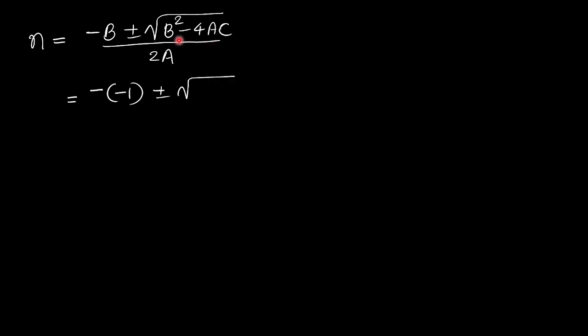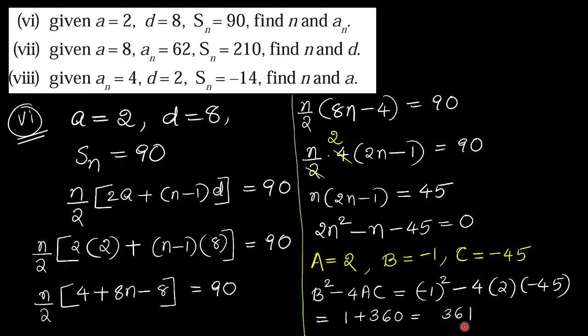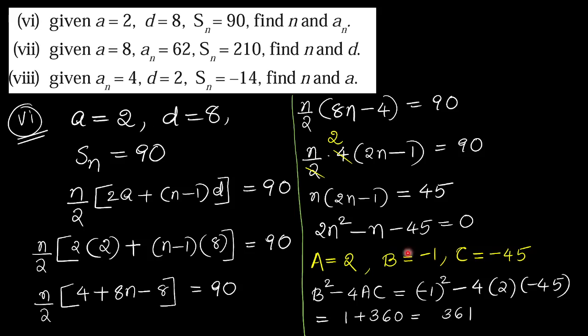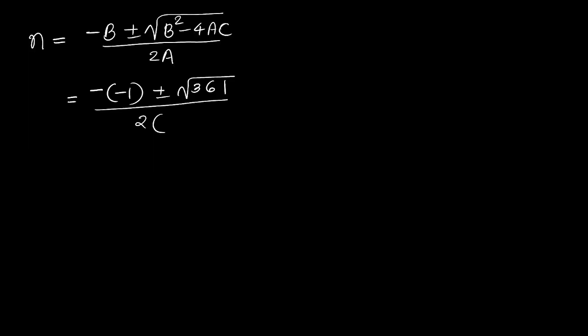b square minus 4ac, I found it. It is 361. By 2 into a. A is 2. So minus of minus 1 will be plus 1. Root 361. By trial and error you can find it. 19 square. You can check it. Understood? By trial and error you can find it.